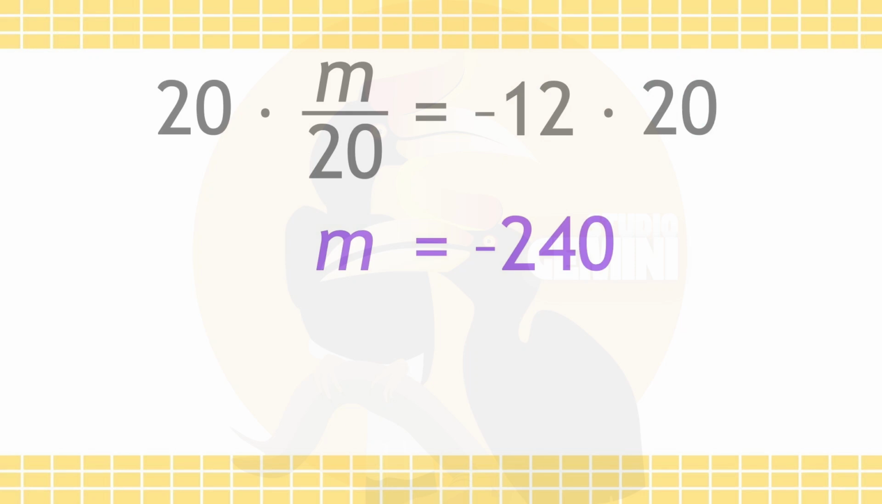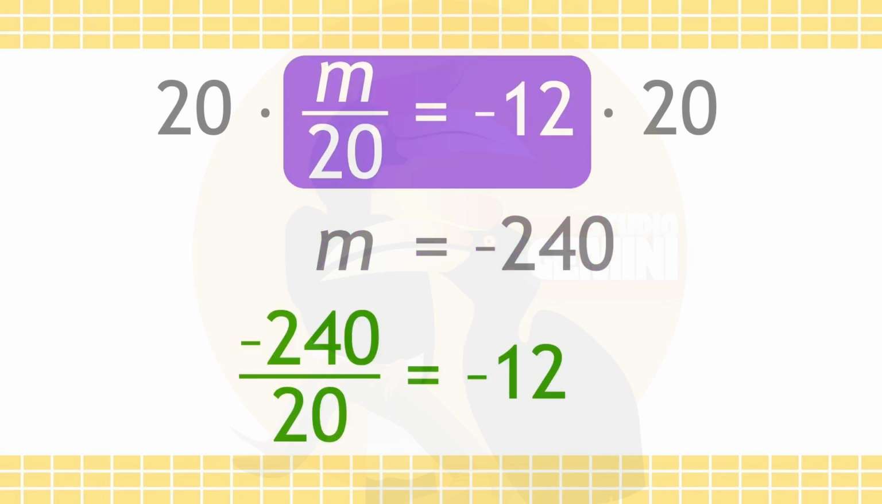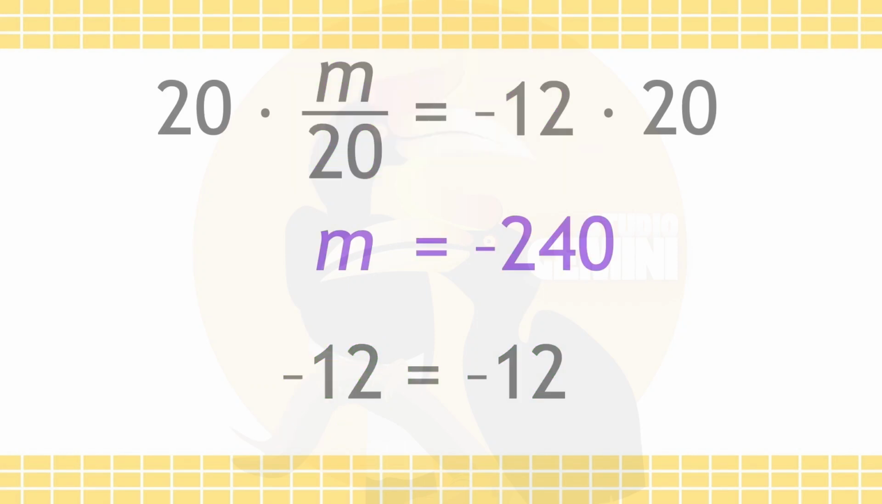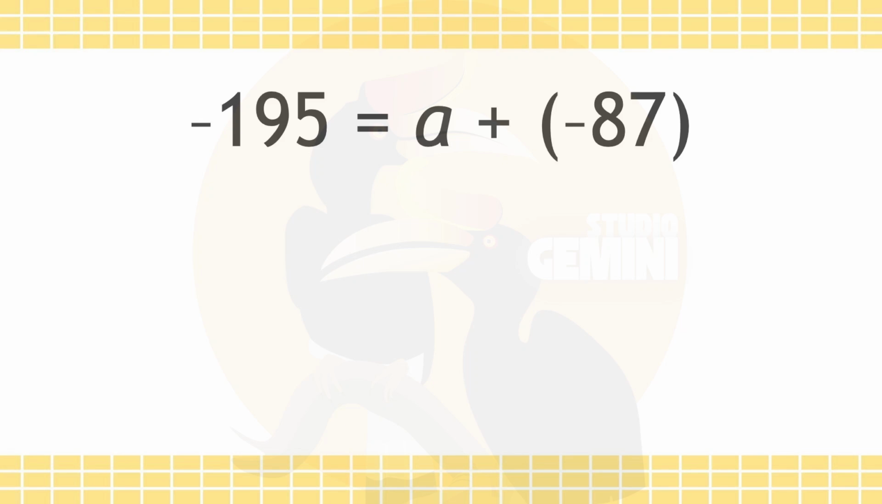I bet you already know the last step. We need to plug in negative 240 for m in the original equation. The quotient of negative 240 and 20 is negative 12, so m equals negative 240 is the solution to this equation. Alright, let's solve one final equation together before you go.